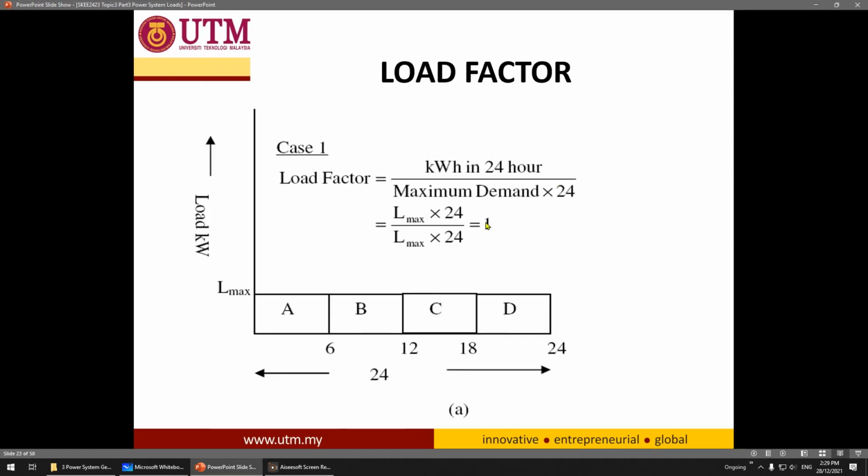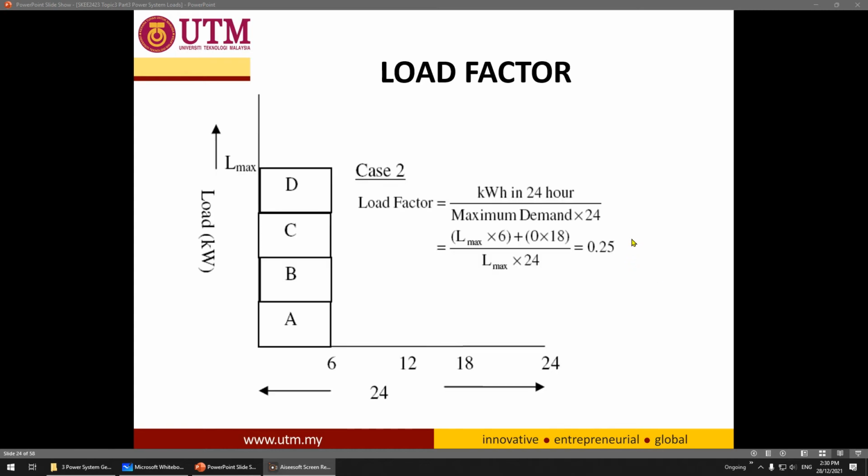Another example, load factor in kilowatt hour over 24 hours. You can see here Lmax multiplied by 24 hours, divided by Lmax multiplied by 24. So you get 1. The load factor is 1, which is basically a good load factor.